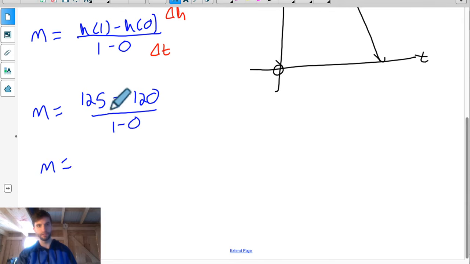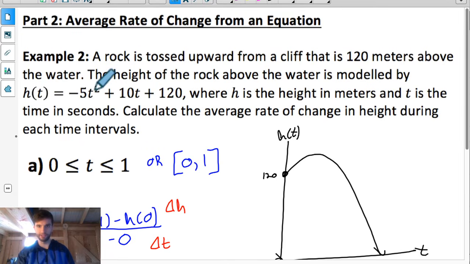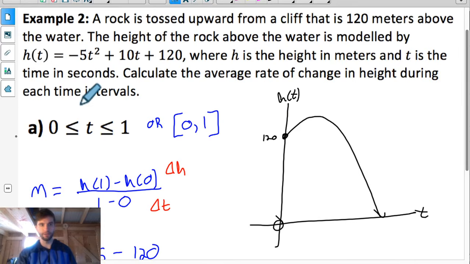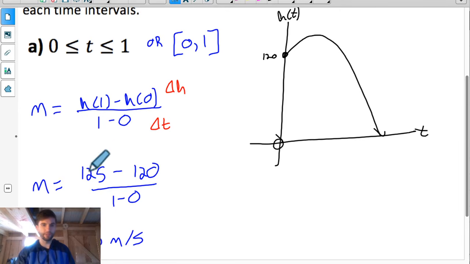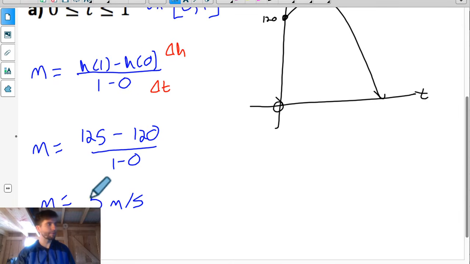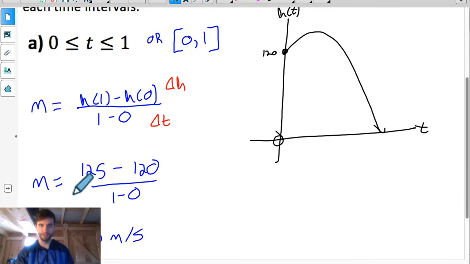And we get 5 over 1. That's 5 meters per second. I think it said our height was in meters and our time was in seconds. Height in meters, time in seconds. So yes, we found the rate of change of height with respect to time. So it's in meters per second. So we found over the first interval, between 0 seconds and 1 second, the height of the rock is actually increasing by 5 meters every second on average in that interval. Maybe it's increasing faster at the beginning of the interval and slower at the end of the interval, but that's what it's changing by on average in that interval.